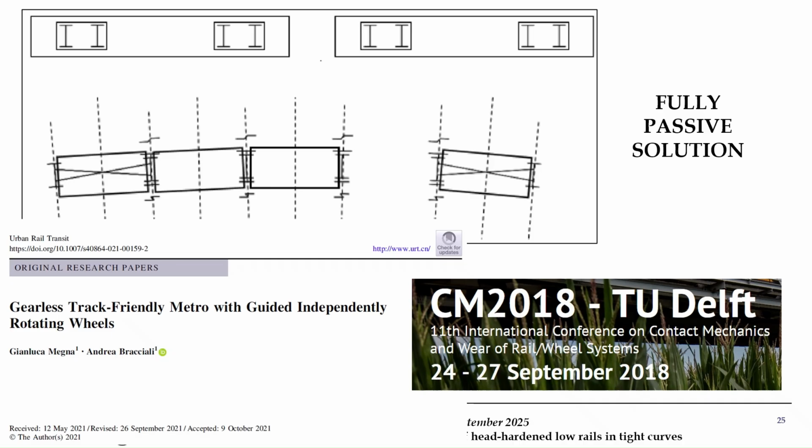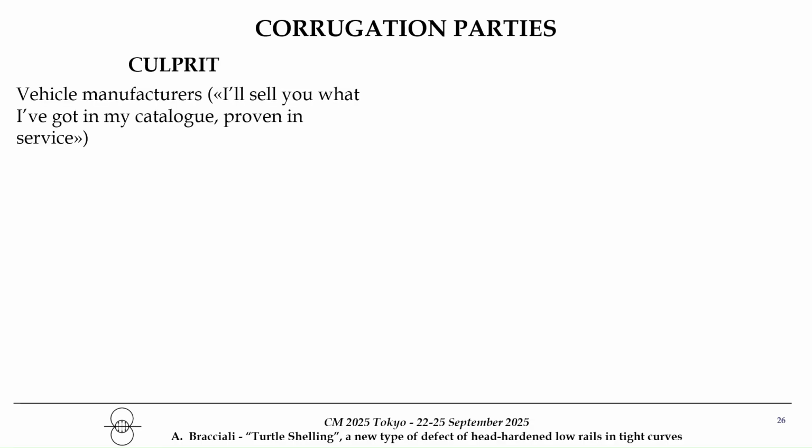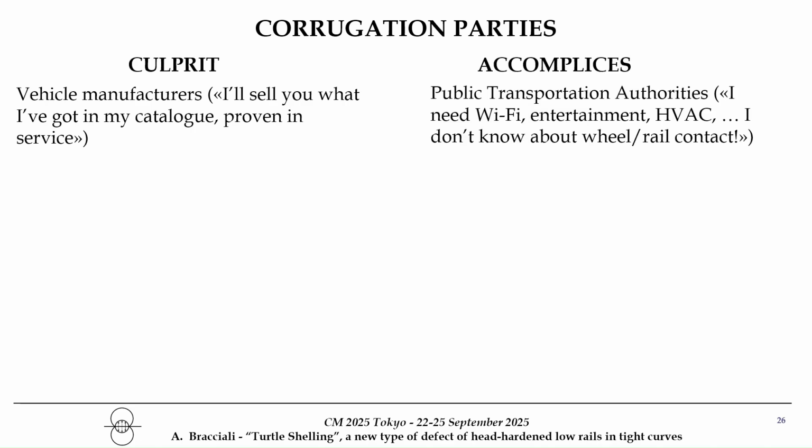So when we talk about corrugation, there are several points of view. We have a culprit. Who is the culprit? You might say the bogie, the vehicle. No, no, no, it's the vehicle manufacturer. Because they come here and open their catalog and say, which train do you want? No, but I would like a different train. No, no, no, this is the catalog. You take the train that you want. You issue the tender, I want the tender, okay. But the accomplices are the public transportation authorities, because they say: I want Wi-Fi, entertainment, air conditioning, but I don't care at all about wheel-rail contact. So, okay, you sell me the train, I buy the train, and we are all happy.